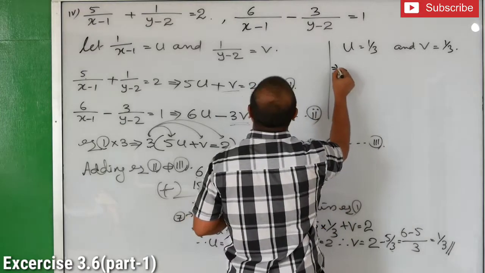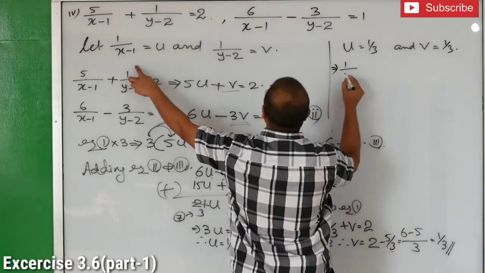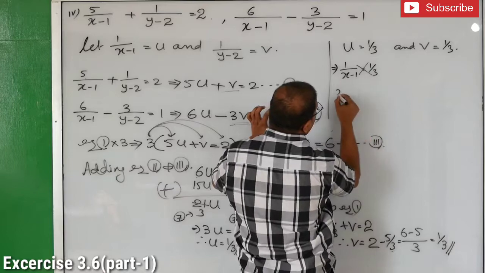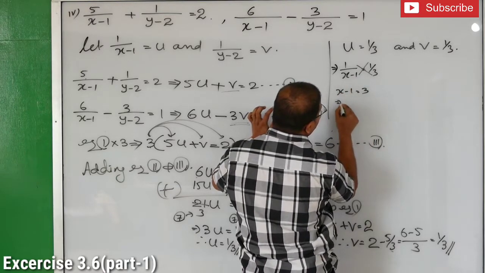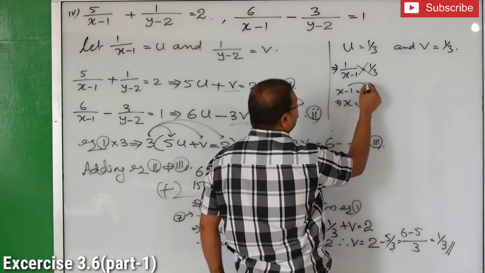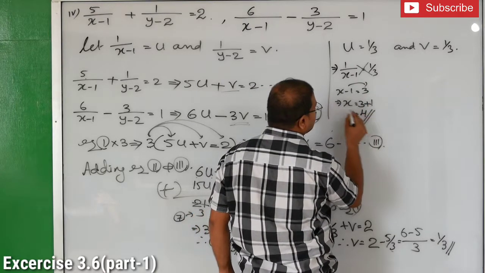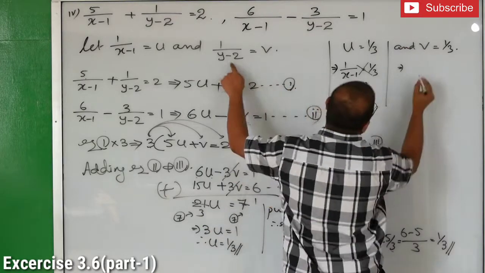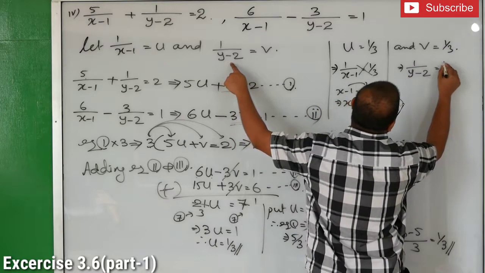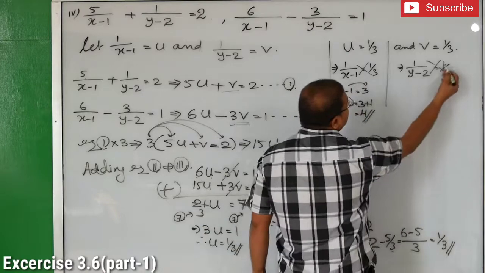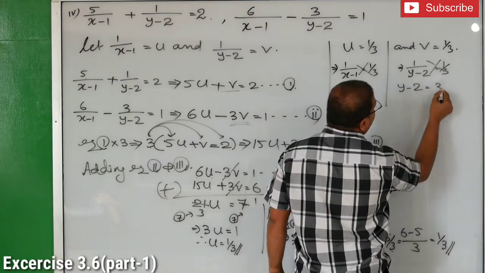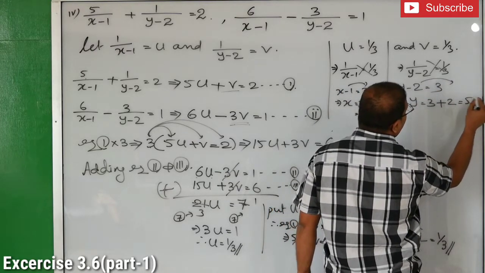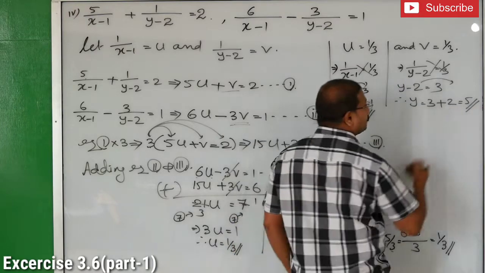Ready? Now what is the value of u? U is 1 by x minus 1 equals 1 by 3. Let's cross multiply. That means, see, x minus 1 equals 3. That means this implies x equals 3, minus 1 goes next side, plus 1 equals 4. That means x equals 4. Now, see, what is the value of v? V is 1 by y minus 2 equals 1 by 3. Let's cross multiply. That means these two. What you will get? Y minus 2 equals 3. Therefore, y equals 3 is already here. Minus 2 goes next side. Plus 2 equals 5. That means x equals 4 and y equals 5.